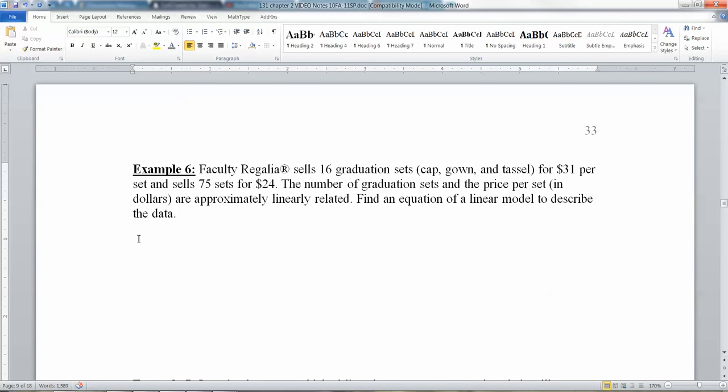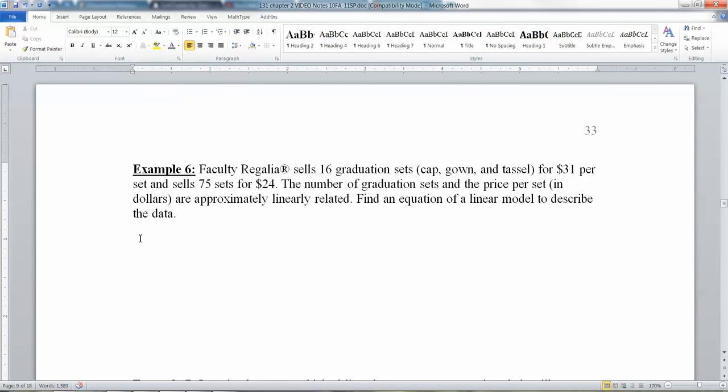So we have faculty regalia sell 16 graduation sets, cap, gown, and tassel for $31 per set, and sell 75 sets for $24. The number of graduation sets and the price per set in dollars are approximately linearly related. Find an equation of a model to describe the data.